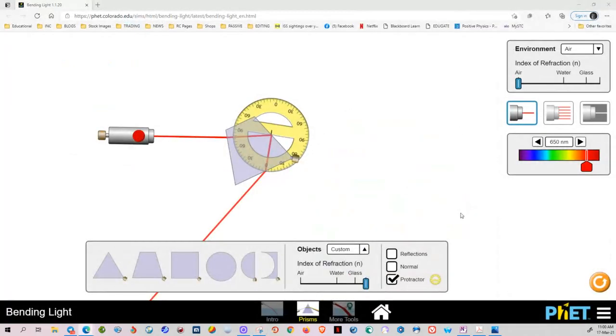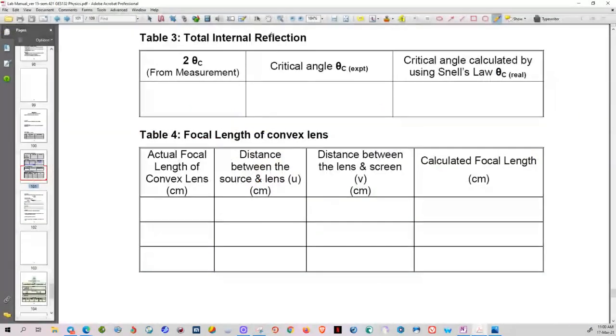Go back to your data sheet. Write it here. Double of theta c, 68 degrees. How do you get theta c from this number? Divide by 2. So what is 68 divided by 2?